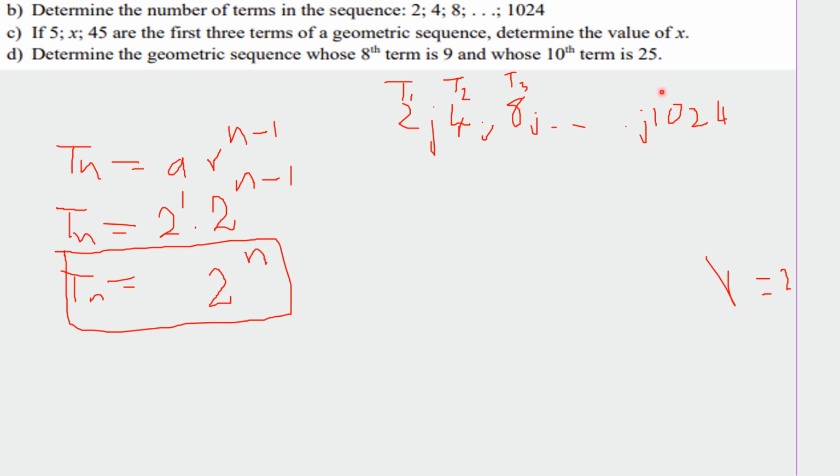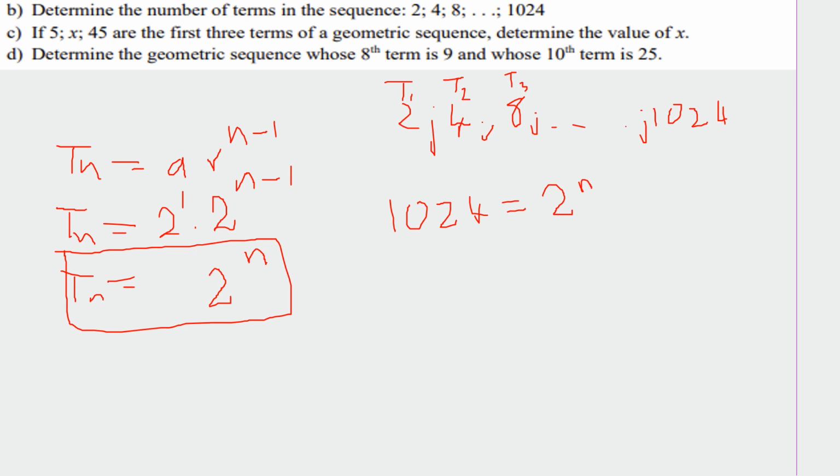1024. So if we have this value of the last term, we know the value of the last term will be equal to Tn, and therefore we find the value of n, which will give us the number of terms in the sequence, because it will be at the last position of the sequence. So now we're going to say 1024 equal to 2 to the power of n. And then we have to simplify and find the value of n.